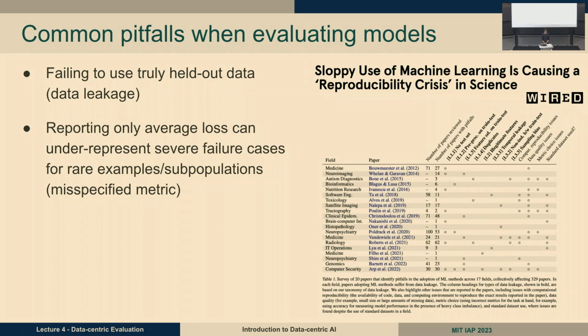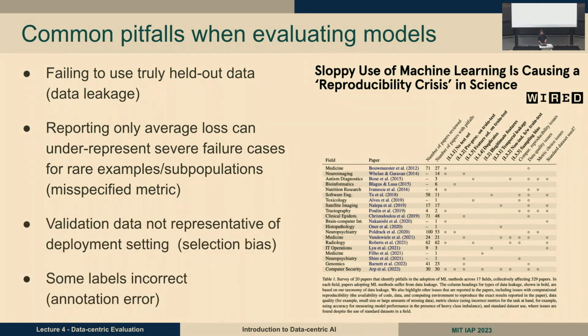And also, reporting just the average loss really underrepresents severe failure cases. If you have a really rare subpopulation that's only 1% of your data, but you're just measuring an average loss, and say your loss function is just like accuracy or something bounded, then it doesn't really reflect very well that there's this 1% of your data that's consistently, say, always getting the wrong prediction.